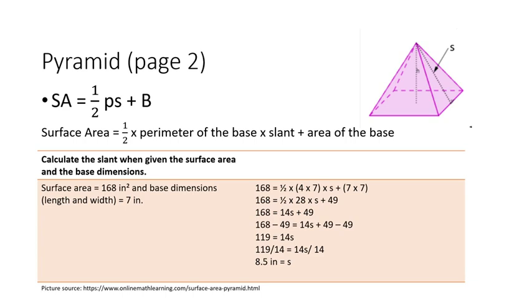Now we'll use subtraction property of equality and subtract 49 from both sides. That gives us 119 equals 14S. Now we'll use division property of equality and divide both sides by 14, giving us 8.5 inches for the slant.